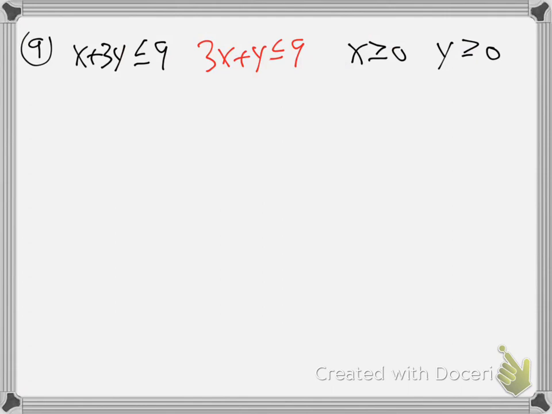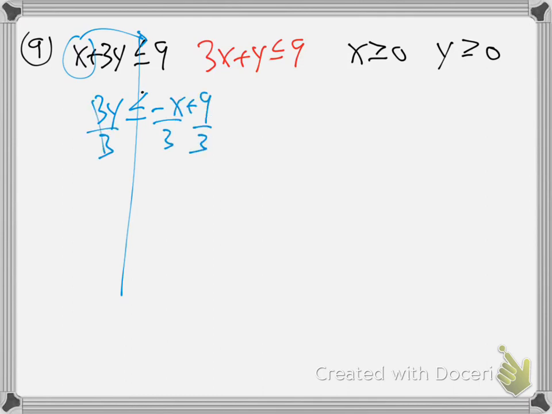So, all right. So first off here, y still won't be alone. Grab that x, jump it over. So we've got 3y. Okay, let's just say 3y less than or equal to negative x plus 9. Divide by 3. Boom. Y less than or equal to negative x over 3 plus 3. Good for that one? Got y alone.